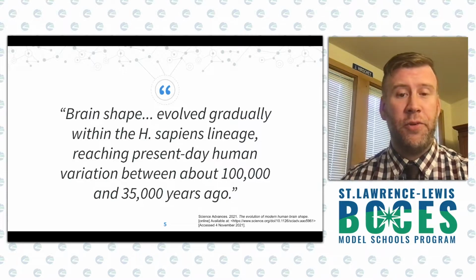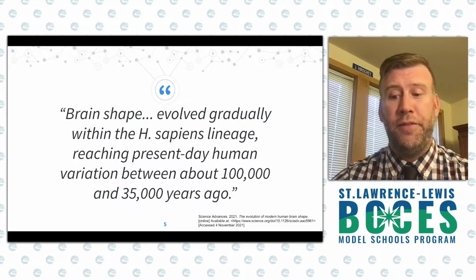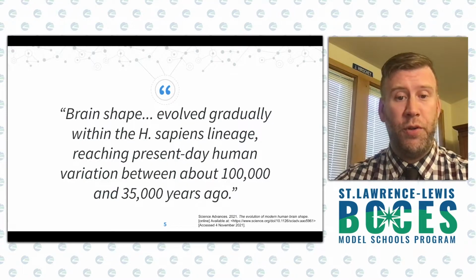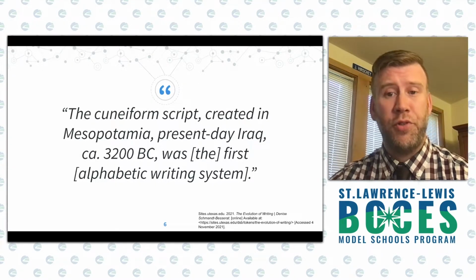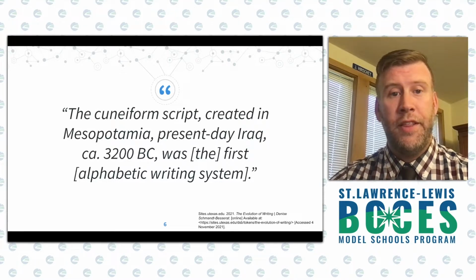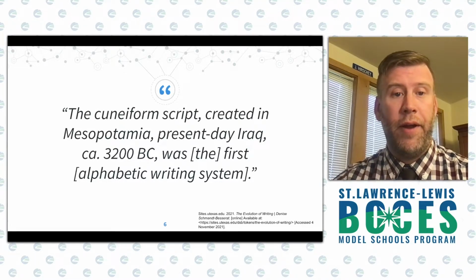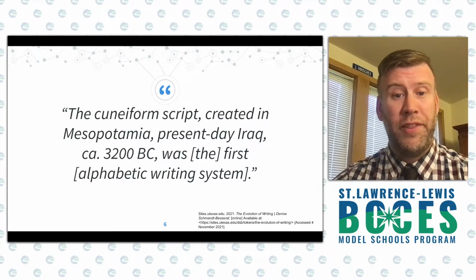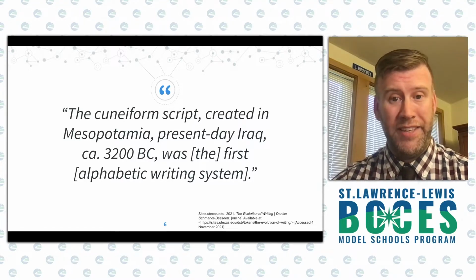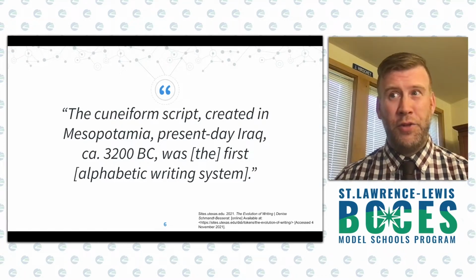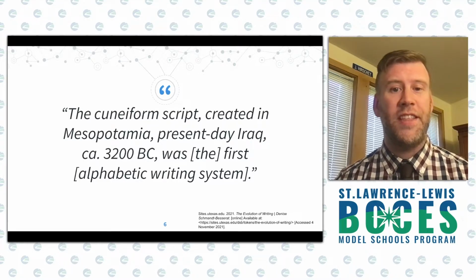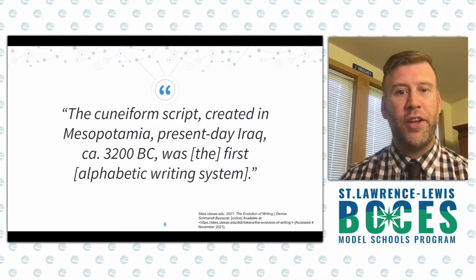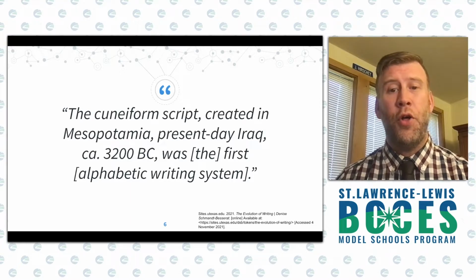So 40,000 years ago, that is just a speck of time in the history of this world, but 40,000 years is also a great amount of time when we consider the fact that writing, the cuneiform script, that was created in Mesopotamia, which is present-day Iraq, was created circa 3,200 BC, and that's the first writing system, so that's about 5,000 years old. So the modern brain existed for approximately 30,000 years before writing could even be conceived of, could even be thought of.